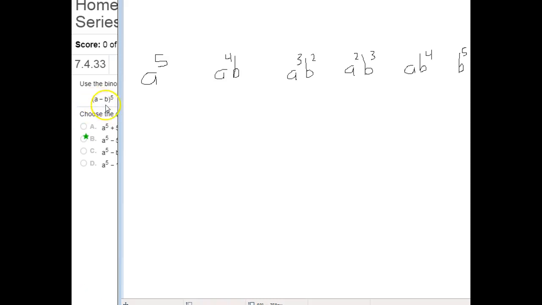One thing to note here is we have a minus b, and the theorem states what to do for a plus b, and it just has a plus between every term all the way along. So if you think about it like that, right here we have a plus negative b.